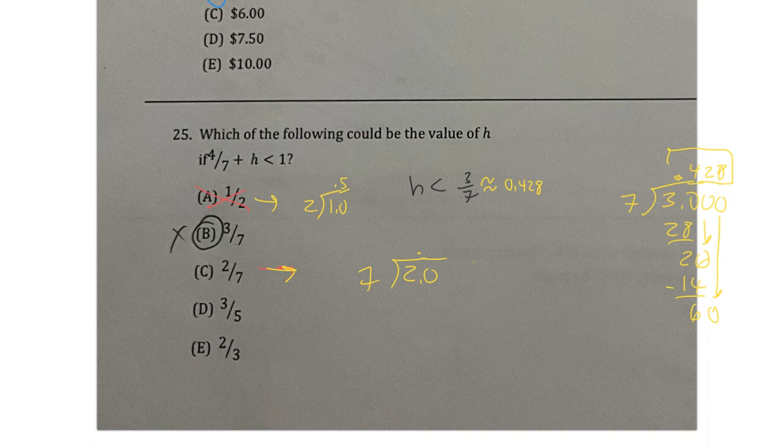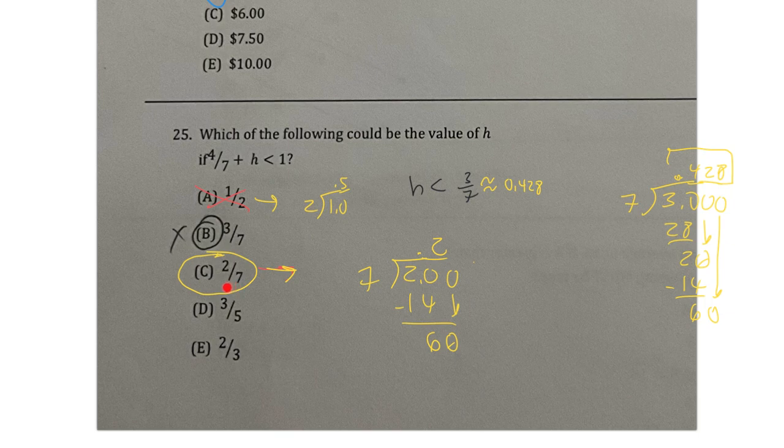7 goes into 2.0 2 times without going over. That's going to give you this. You could drop down a 0. But here's the deal. I actually don't need to go further because 0.2 already is less than 0.428. So therefore, we know for a fact that this is the answer because 2/7 happens to be less than 0.428. Or we could say 2/7 happens to be less than 3/7.